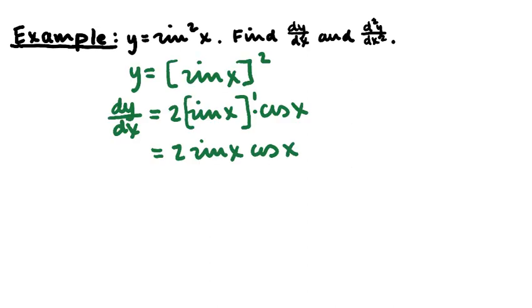So I rewrote it with square brackets because I like to do that. I wrote it as y equals [sine of x] squared. Now I know that the derivative of a thing squared is 2 times that thing to the first power. That's the power rule. But then I also didn't forget to multiply by the derivative of the inside for the chain rule, right? So that's where I get 2 sine x cosine x.